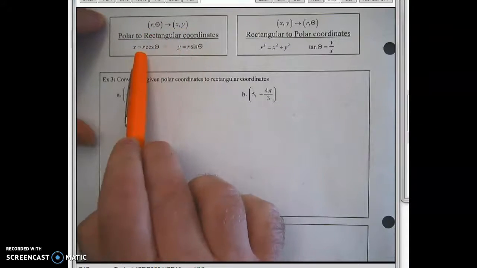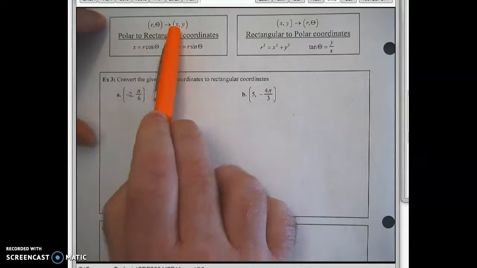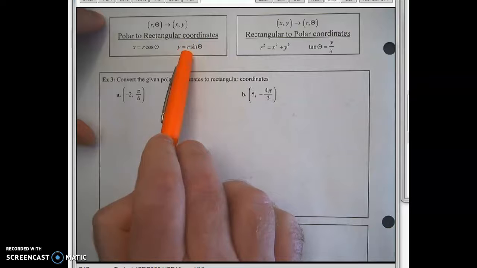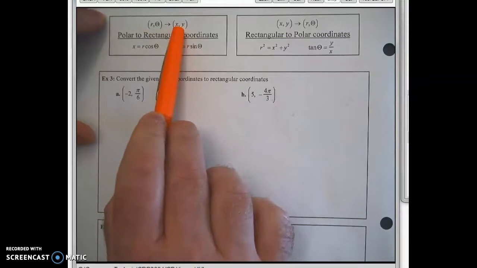So I know r and I know theta. I would plug those in, and then I'll get a value for x. Then the same idea over here. I'm going to plug in r, I'm going to plug in theta, I'm going to do the sine of that, times it by r. That's going to give me my y value.